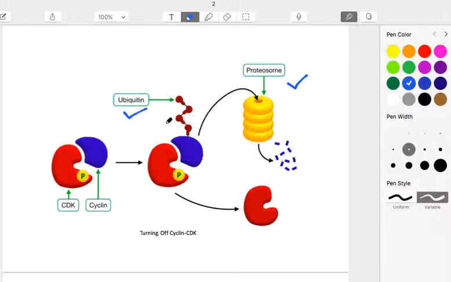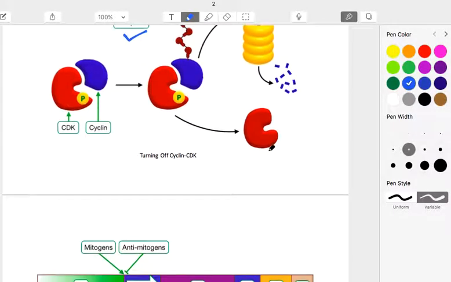Ubiquitin is a kind of protein that comes and binds to the cyclin, and it will detach it and mark it for degradation. Then the proteasome degrades it. You're going to see that kind of thing.